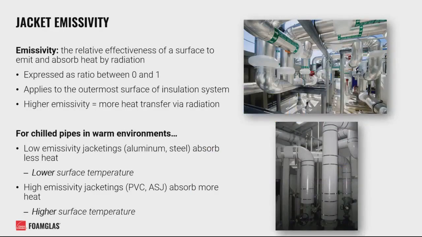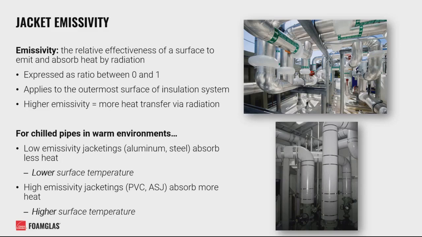Yet another design consideration of your insulation system that should not be ignored involves the emissivity of the outermost jacketing to be used. Emissivity is the relative effectiveness of a surface to emit and absorb heat by radiation. It's expressed as a ratio between 0 and 1 and is most relevant to the outermost jacketing to be used on an insulation system. The higher the emissivity value, the more heat transfer will occur between the material and its environment via radiation.